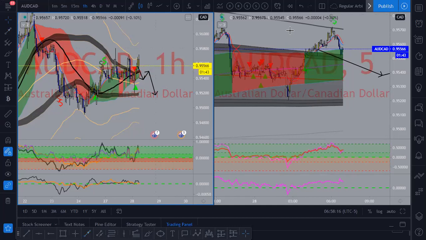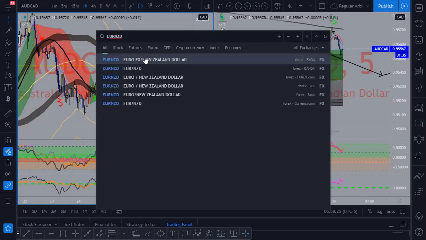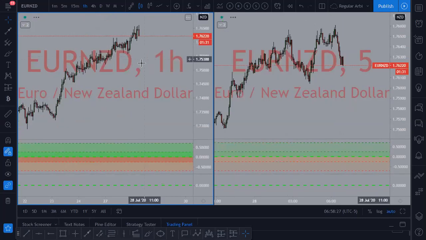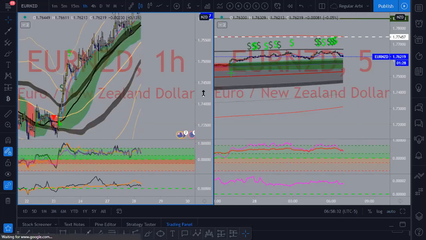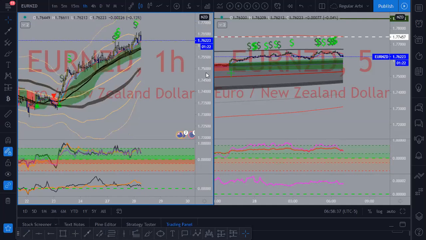Okay, so that's for ACAD. EURNZD is another one that popped up that we could take a look at. All right, EURNZD has been extremely bullish. I haven't traded this in a while. I like how it's bounced off of this RSI line right here, showing this impulsive bearish candle.